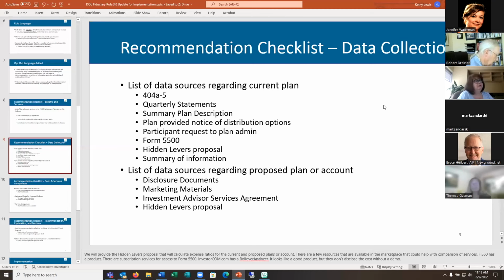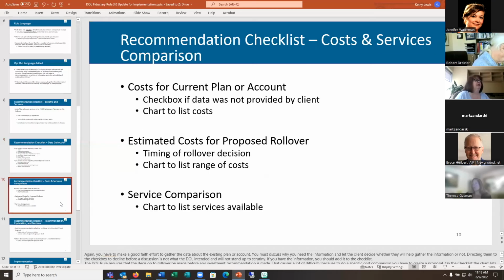There's subscription services where you can access Form 5500s. And there's something called investorcom.com, and it has a rollover analyzer. And it looks like a really good product, but they don't disclose a cost without a demo. And since that's not the direction we're going, I didn't take the time to do the demo. What we offer is the hidden levers proposal. And that really only compares the cost, not the services. So you're going to have to do that as a separate information gathering.